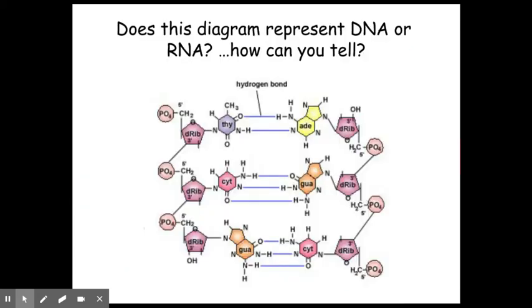So does this diagram represent DNA or RNA, and how can you tell? So one of the ways that we can tell is that we have two sides of sugars and phosphates. So that would mean that it would be double stranded. So therefore, it is DNA. Another way that we can tell is that one strand is going from bottom to top and the other strand is going from top to bottom. And remember that with DNA, we have those opposite strands or antiparallel strands that are taking place in the creation of a DNA molecule.